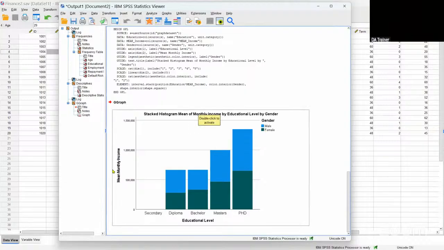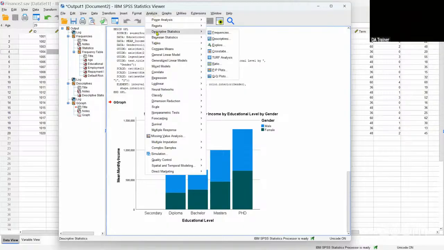Now the graph is showing us the monthly income, the educational level per person, and then splitting them into male and female. Now it is understood that PhD earns more than even secondary school, which is normal as the case may be. But this is how to create a graph, a very simple one at that. Let's go to analyze again. Let's continue still on descriptive statistics. And let's look at the third analysis there, which is called explore.